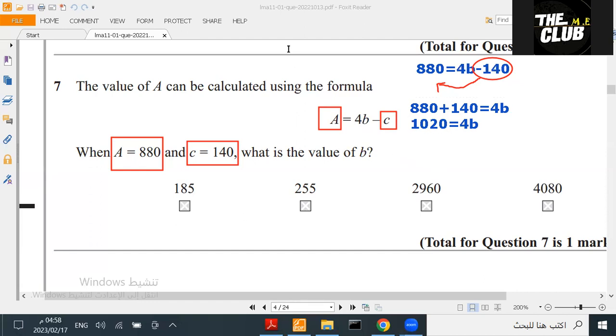Now what do I do? We take the 4 to the other side by division, because it is multiplied. So B equals 1020 divided by 4. And the answer will be, I'll do it with the calculator.